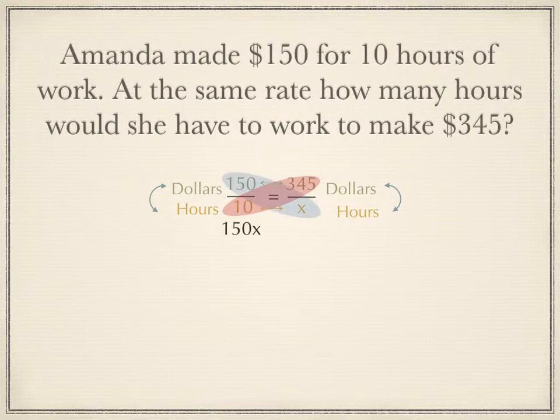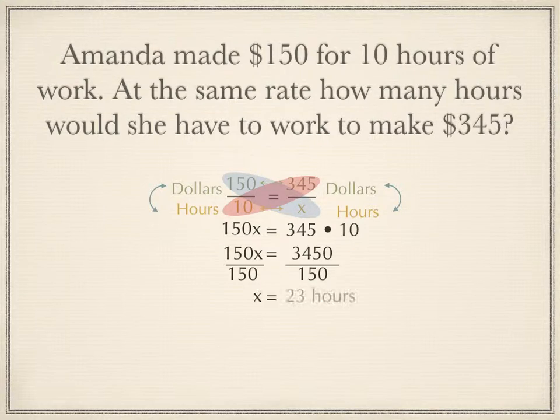Then we're going to go ahead and cross multiply. So 150x is equal to 345 times 10. 345 times 10 is 3,450. And then we want to get rid of the 150 next to the x, and it's multiplying by the x, so the opposite of multiplication is division. So we're going to go ahead and divide both sides by 150, and we get x is equal to 23 hours. So she would have to work 23 hours to make $345.